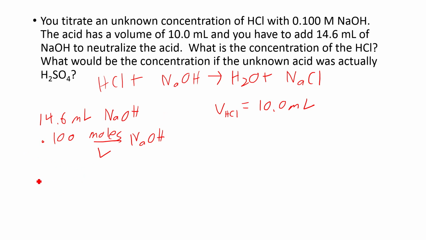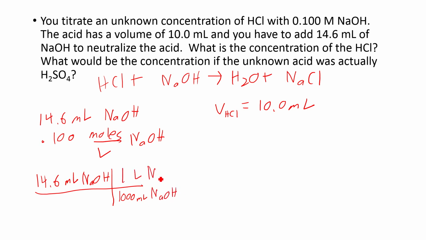So here, we're going to start with the fact that we had 14.6 milliliters of sodium hydroxide. And our first step is to get this into liters because we can't use our molarity without that. So we know that for every 1,000 milliliters of sodium hydroxide, there's going to be 1 liter of sodium hydroxide. From there, we want to go from liters to moles now. So we know that for every 1 liter of sodium hydroxide, there are 0.100 moles of sodium hydroxide. And that's just from using my molarity as a conversion factor.